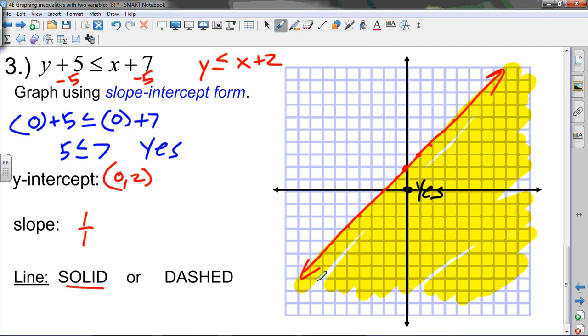And that, the yellow is the answer. So I'm going to put a big note here. You know, the yellow is the answer, okay? The line itself is not. It's the whole region, okay?